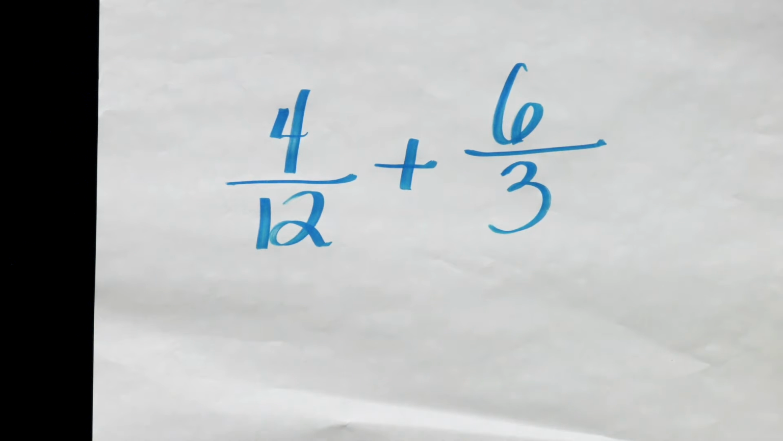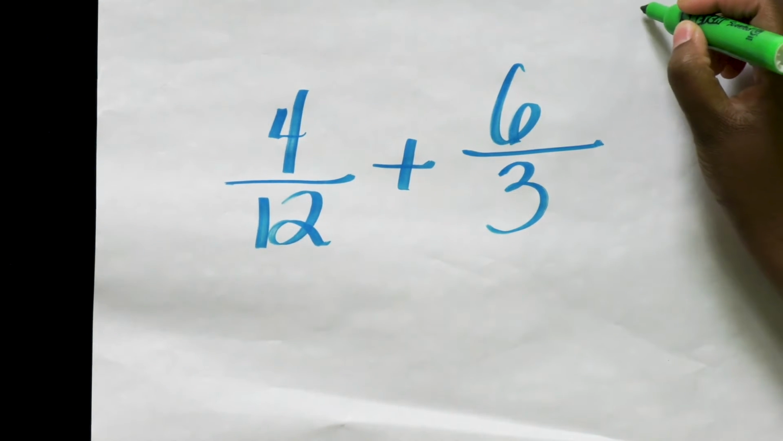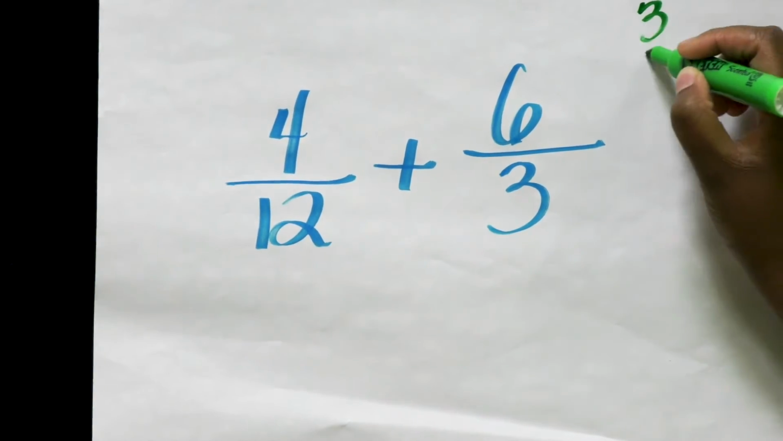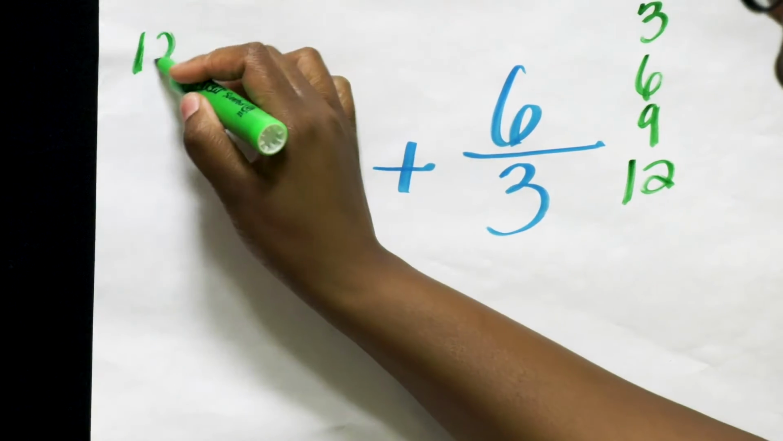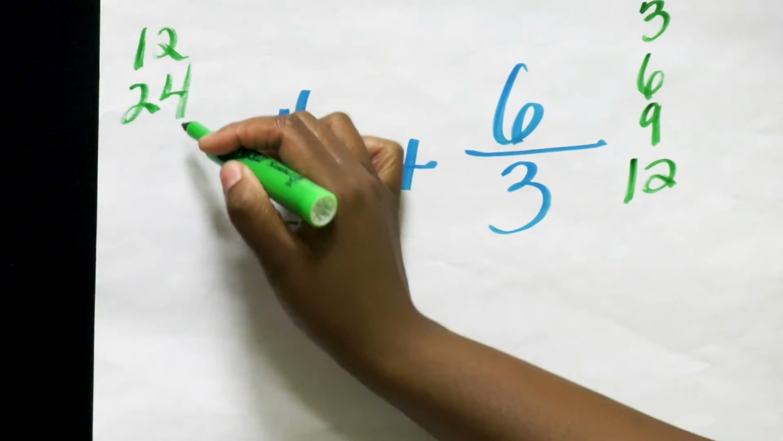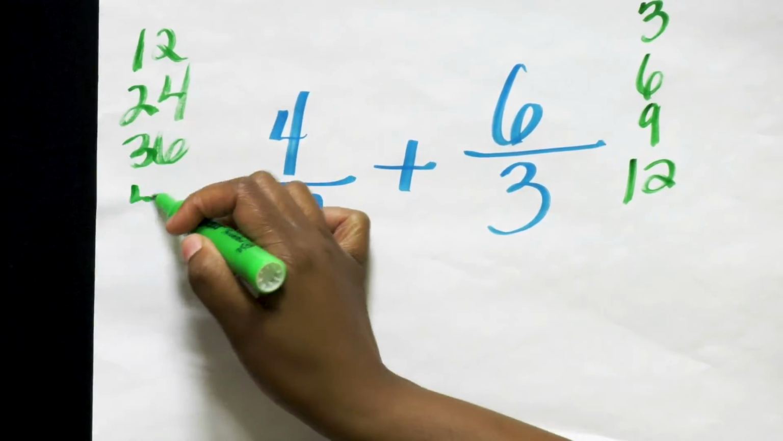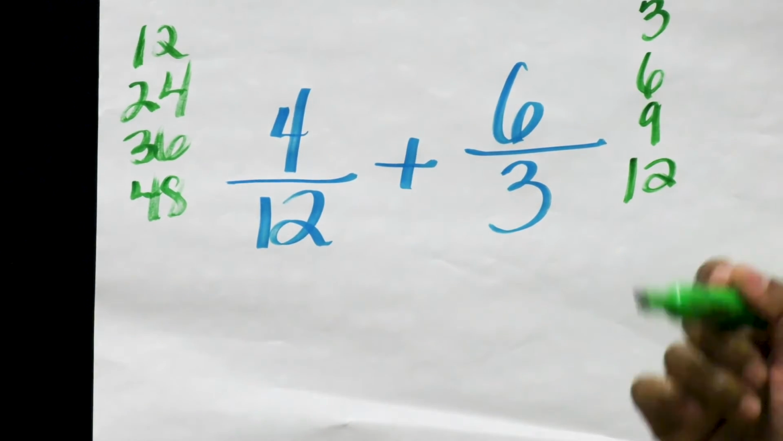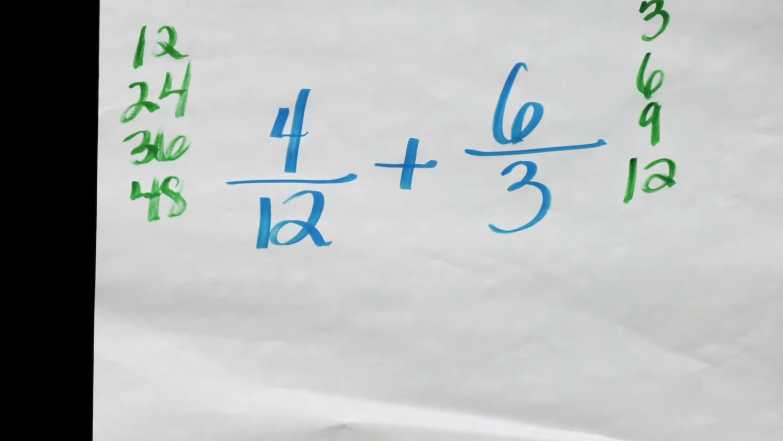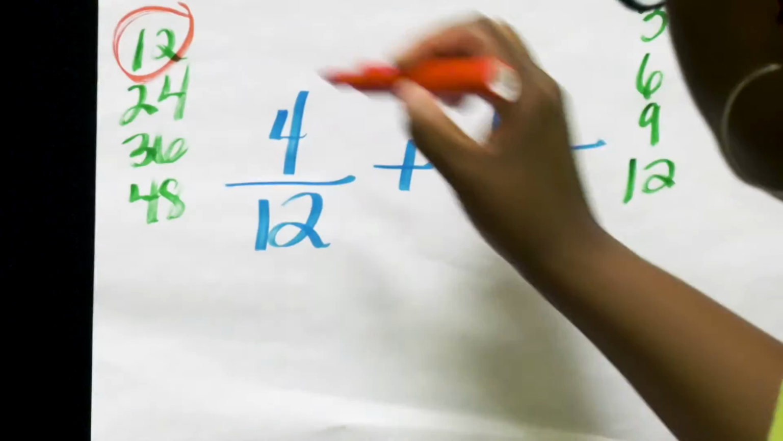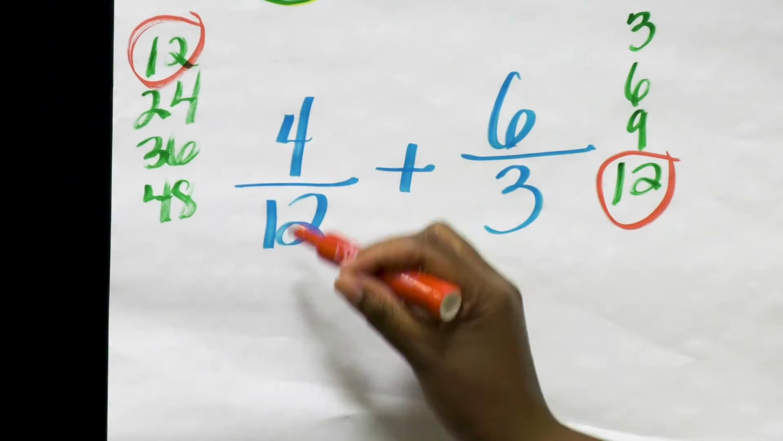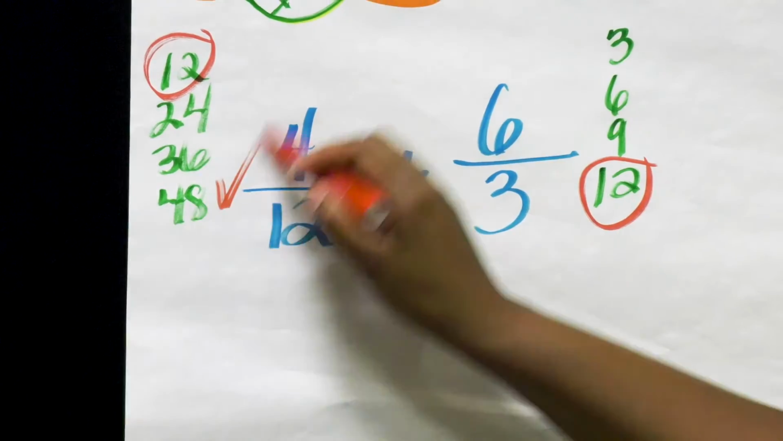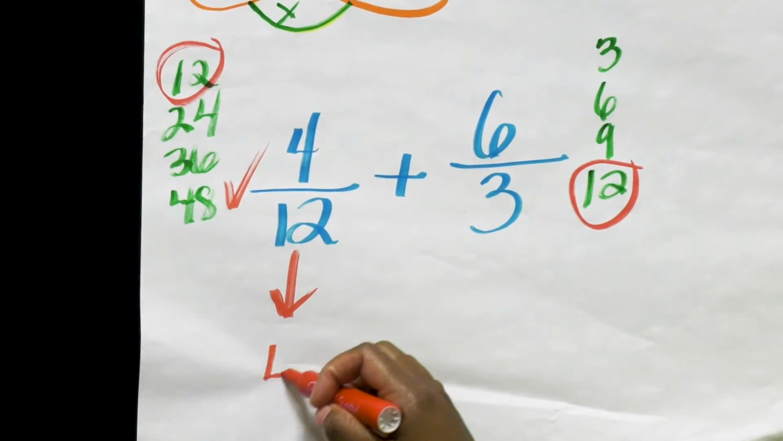I like to write out my multiples. Write out your multiples of 3 and see if they have something in common with your multiples of 12. 12, 24, 36, 48. I'm going to stop there. Why? Because I see a number that they have in common, and that number is 12. They both have 12 in common. So since this denominator is already in 12s, there's nothing I'm going to do except bring it down.